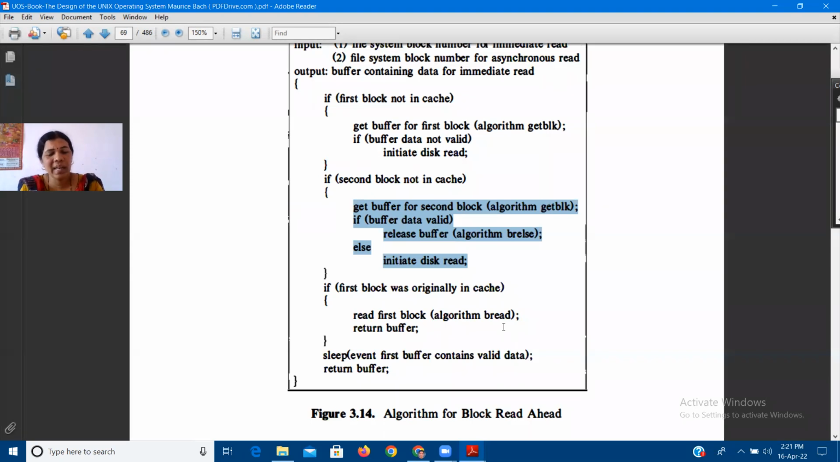So directly we can read it with the help of the bread algorithm, return buffer. So every time the second block will be converted into the first block. Every time the second will be converted into first.